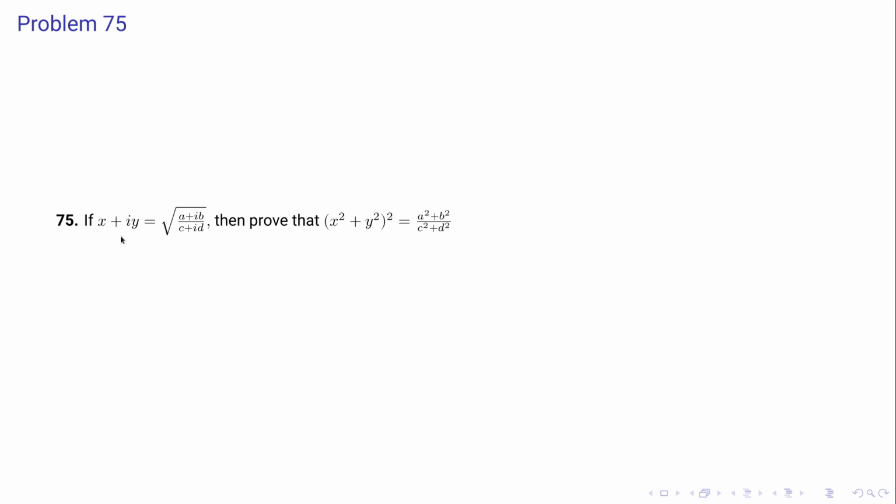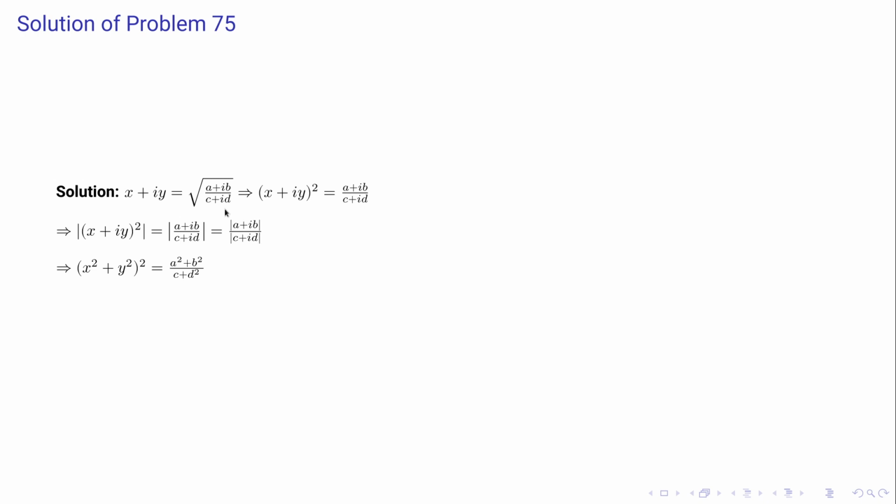Problem 75 says that if x plus iy is equal to square root of a plus ib by c plus id, then prove that x square plus y square whole square is equal to a square plus b square by c square plus d square. So we square both sides, we get x plus iy whole square is equal to a plus ib by c plus id. You take mod of it, you get mod of x plus iy whole square is equal to mod of a plus ib by c plus id.